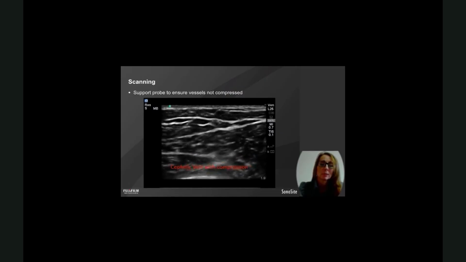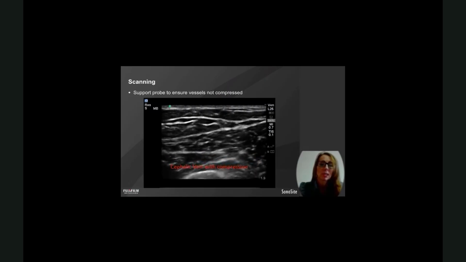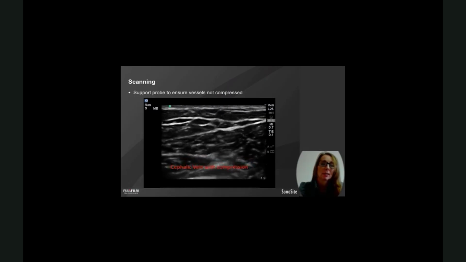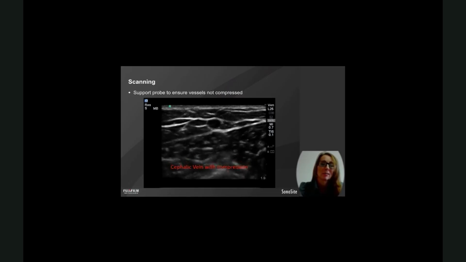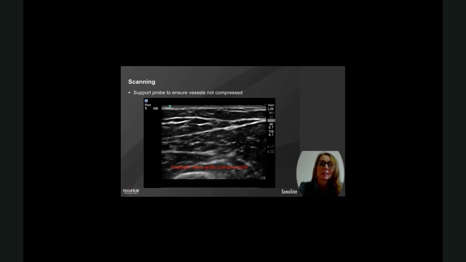So here's an example of a cephalic vein. It's a lovely round circle, and then with compression you can see that it compresses down, and with a low pressure vessel, it doesn't take a lot of pressure. Even just resting the weight of some of the probes on can mean that you can lose the vessel altogether and think there's nothing there.